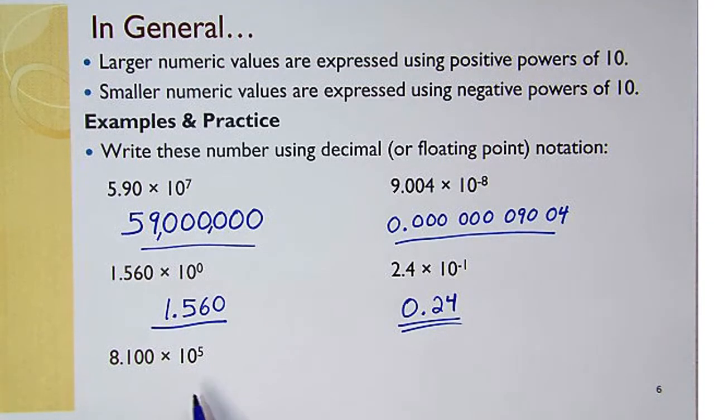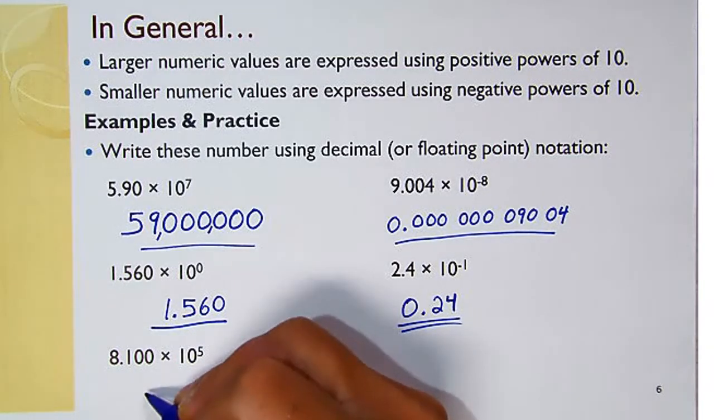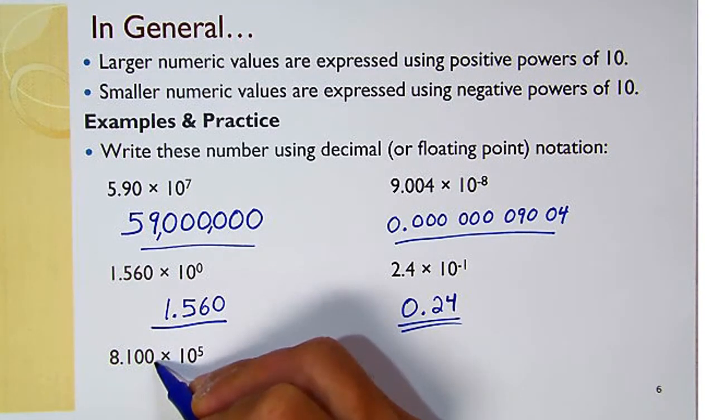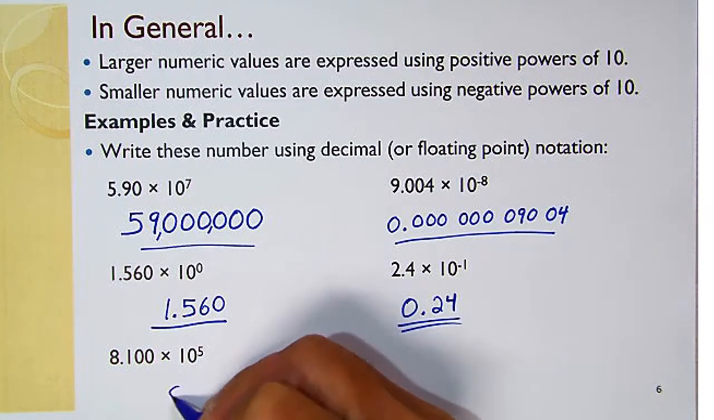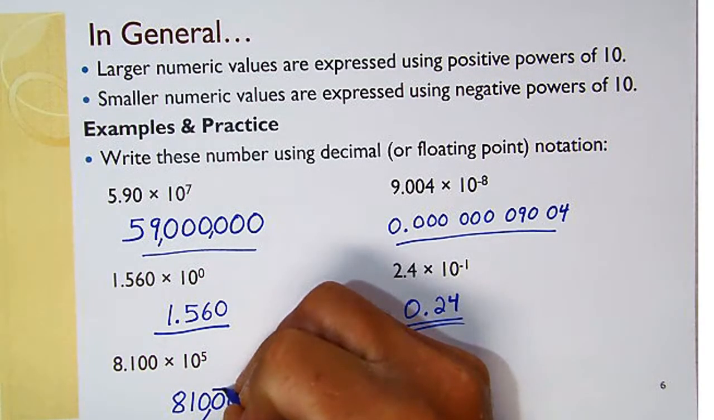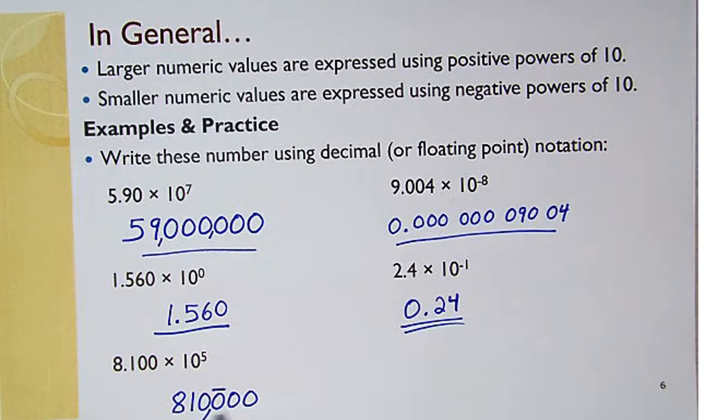8.100 times 10 to the 5th power. 5 places, it's going to be a big number. We can go 3 places to the right, and then we'll have to put 2 more zeros on that. 810000. Now, these 2 digits were sigdigs in our coefficient. Those zeros were there to show precision, and so we should put a line over that second 0 to show that those 2 zeros are still showing precision.